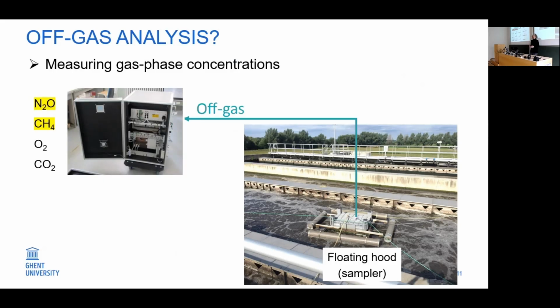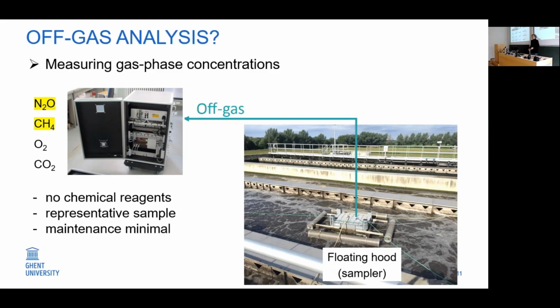You take a gas sample, you send it to an online gas phase analyzer, and that can measure N2O and methane, besides other components. Typically also oxygen and CO2 are measured. Let's say we are interested now in the N2O and the methane.